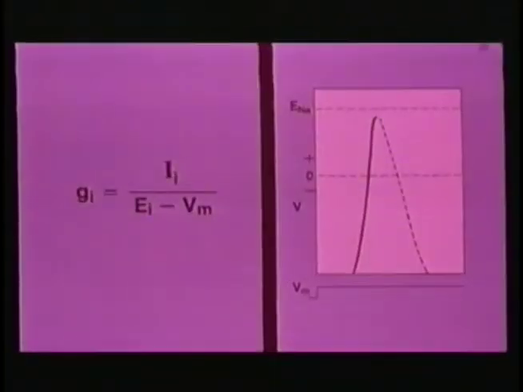Conductance, G sub I, can be calculated if the ionic current, I sub I, the equilibrium potential, E sub I, and the membrane voltage, V sub M, are measured. If we suspect that a change in membrane conductance to sodium, G sub Na, is responsible for the action potential, we would like to calculate the way in which sodium conductance changes as a result of depolarization.